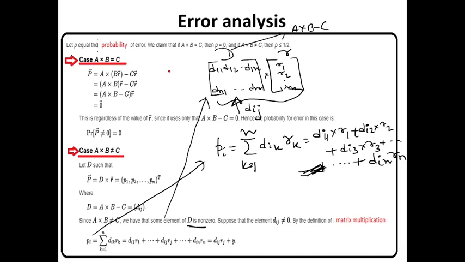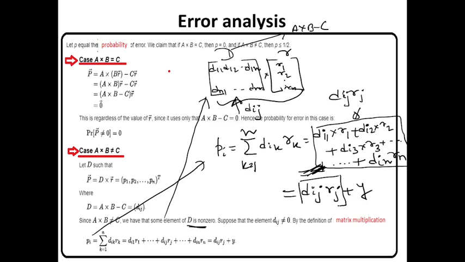So there will be some dij into rj in this expression, which is actually creating the problem, because it is not zero. I can write this expression as dij into rj plus y. The problem creator is dij rj, and the whole remaining expression is a constant, which is equal to y.